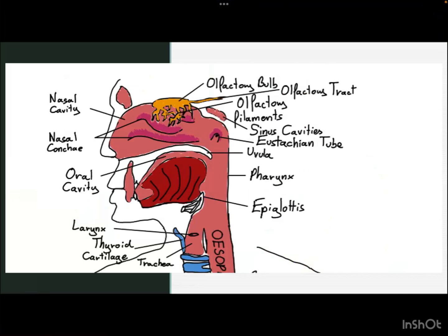Now we got the oral cavity. The oral cavity has a mechanical function of breaking down food into smaller bits so that they can be easily swallowed.